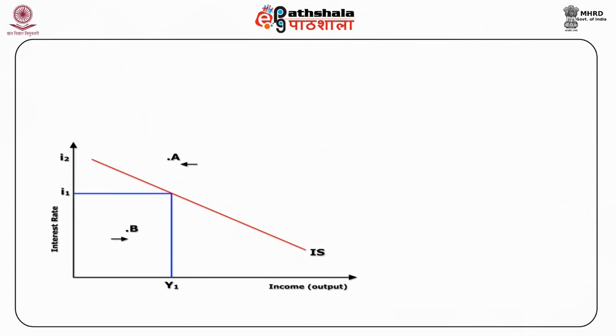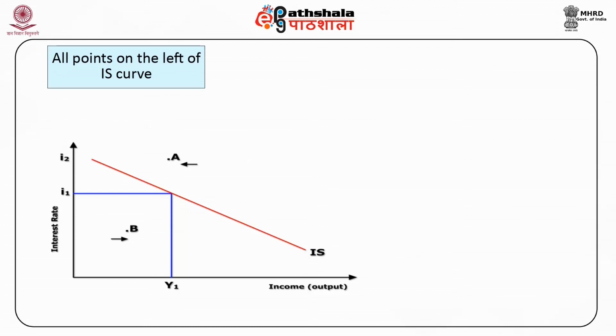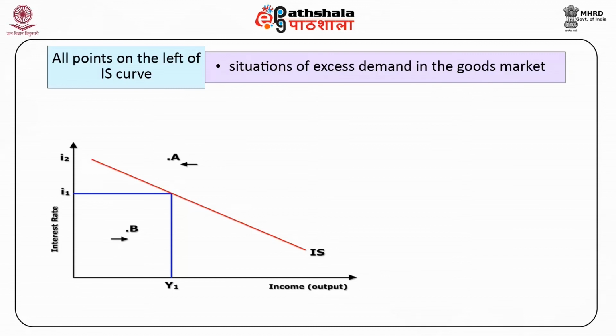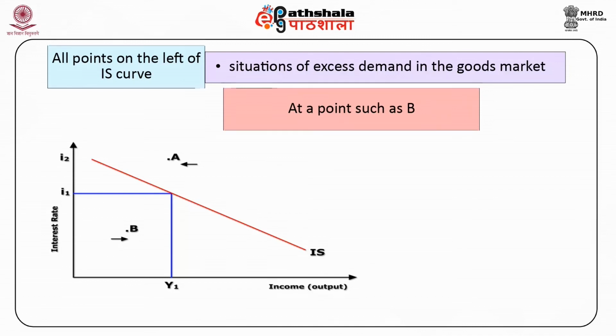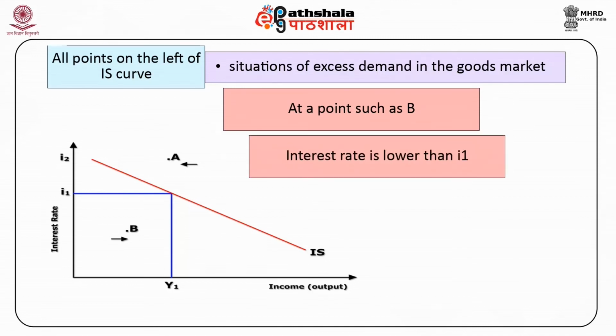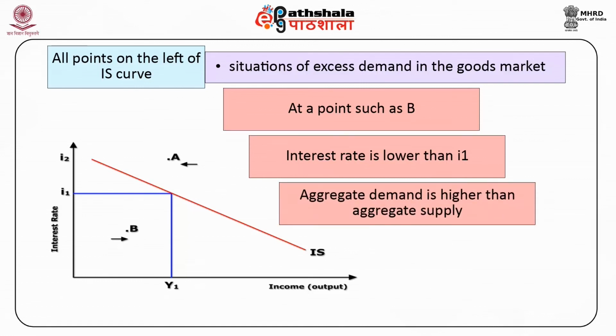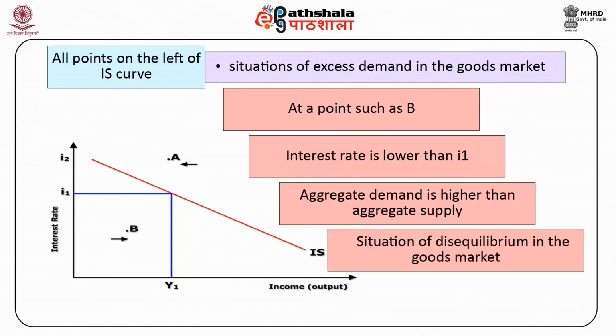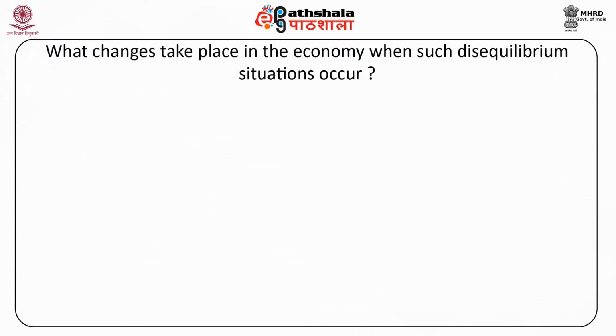You should check that all points to the left of the IS curve represent situations of excess demand in the goods market. For example, at a point such as B, the interest rate is lower than I1 and aggregate demand is higher than aggregate supply, so that there is a situation of disequilibrium in the goods market. What changes take place in the economy when such disequilibrium situations occur?